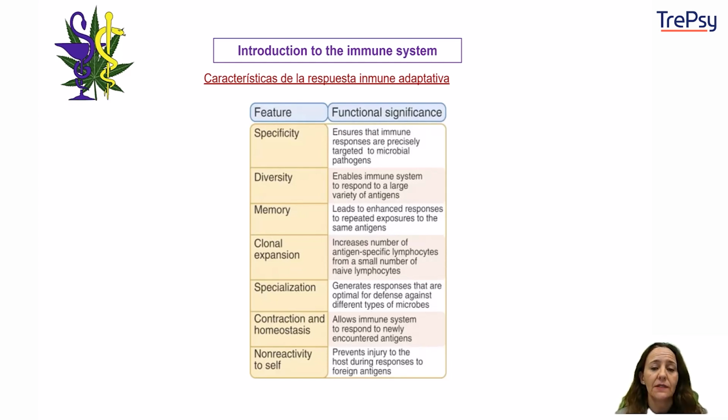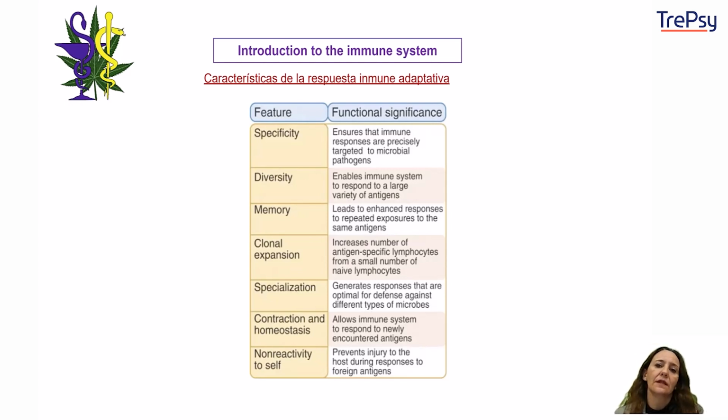It has memory, as we have talked about previously, that leads to enhanced responses to repeated exposures to the same antigens. We also can observe a clonal expansion, and this increases the number of antigen-specific lymphocytes from a small number of naive lymphocytes. This is a well-specialized response that generates responses that are optimal for defense against different types of microbes.